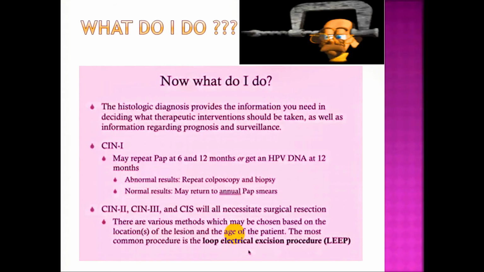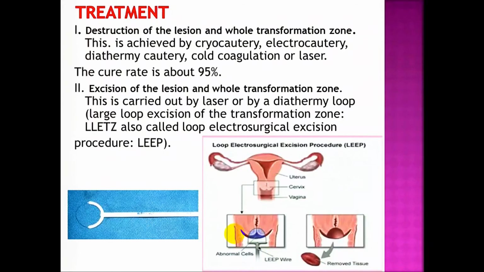There are various methods which may be chosen based on the location of the lesion and the age of the patient. The most common procedure is the loop electrical excision, or LEEP. The treatment is excision of the lesion and whole transformation zone. This is achieved by cryocautery, electrocautery, diathermy cautery, cold coagulation, or laser. The cure rate is about 95%.